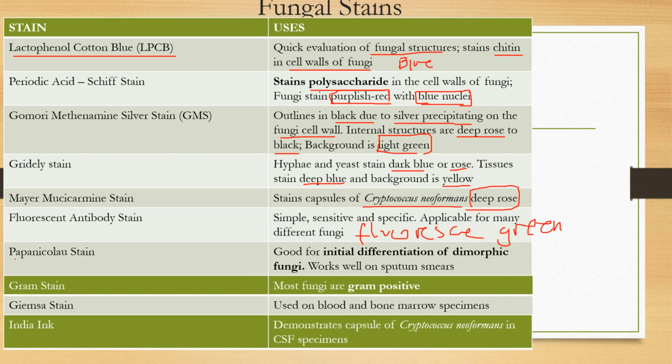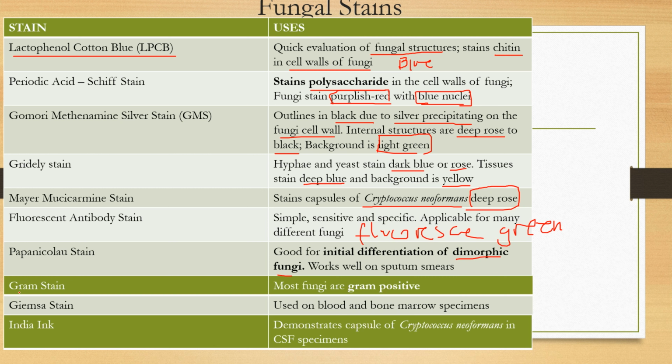Then we have your Papanicolaou stain, good for initial differentiation of dimorphic fungi. Works well on sputum smears. The Pap stain, you will learn about this in your histopath. Pap stain has a lot of stains or chemicals used.